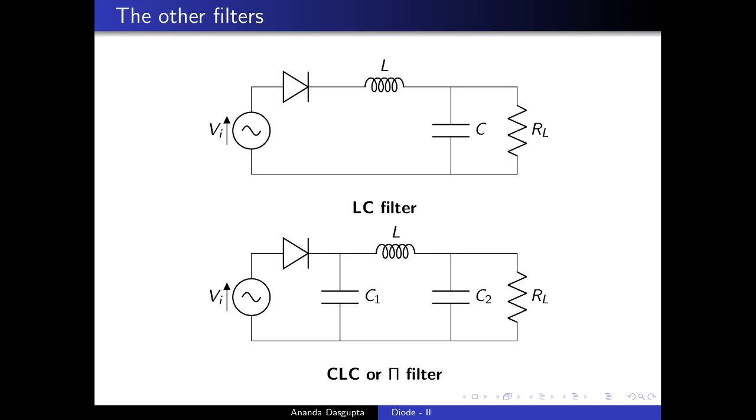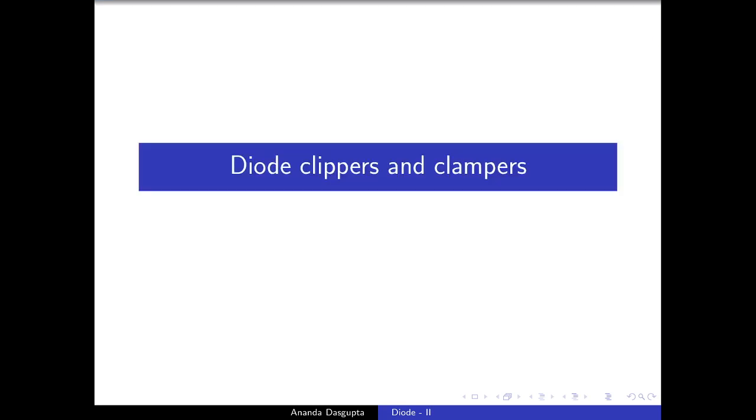So despite the fact that the symbol is the same and we call them the diode and we pretend while discussing theoretically that they are the same device, there are major differences in the construction of a rectifier diode and a small signal diode. In the circuits that we are going to discuss next, we are going to use small signal diodes. And these circuits are called diode clippers and clampers.